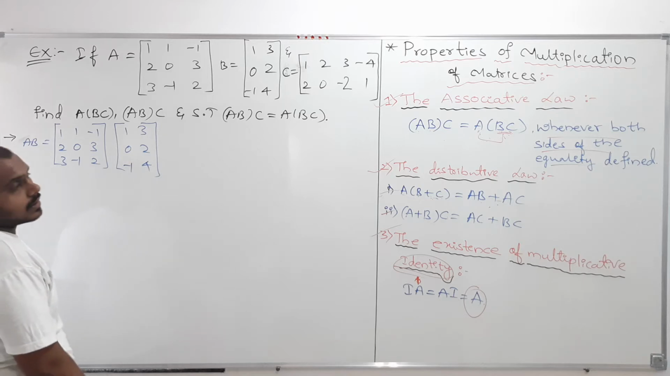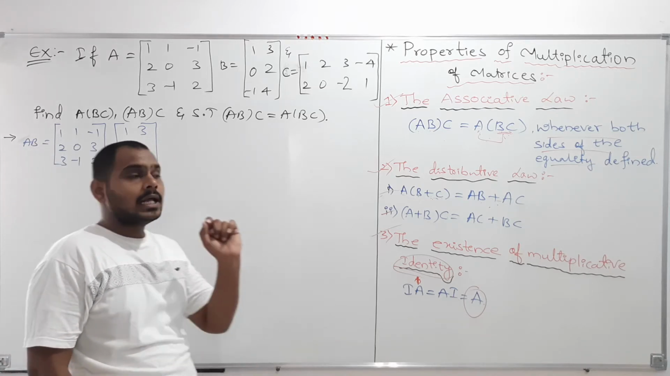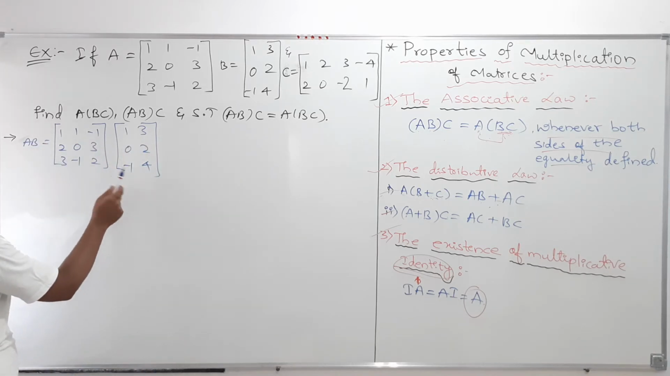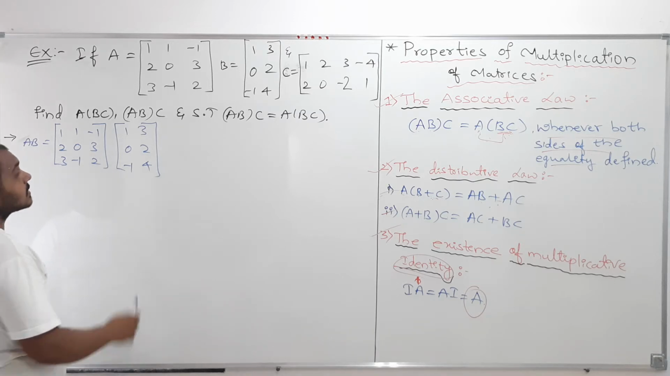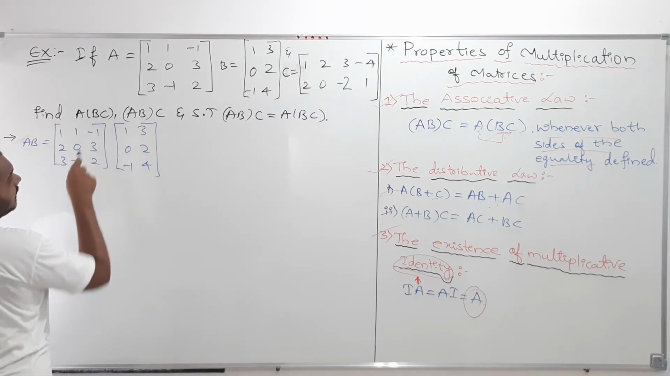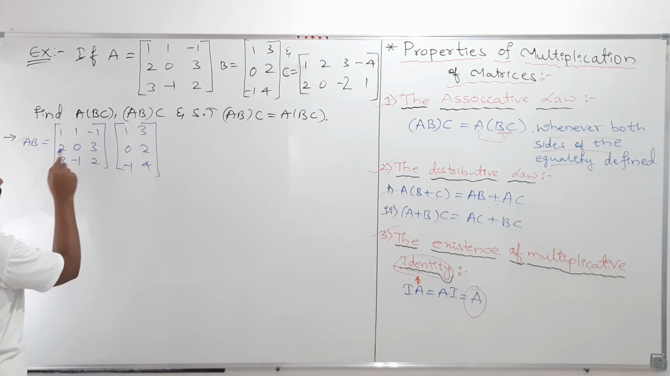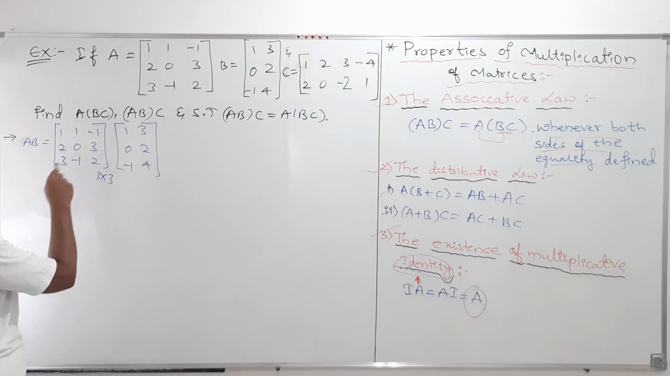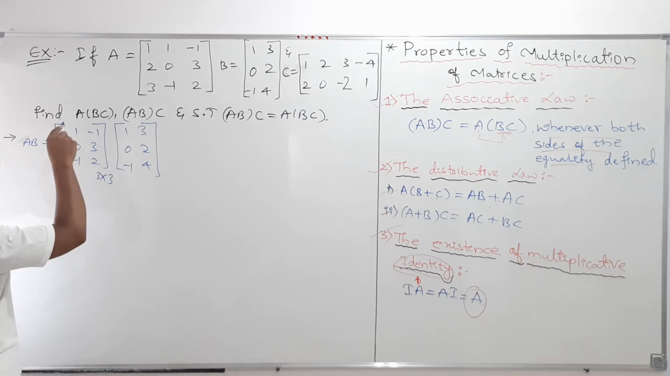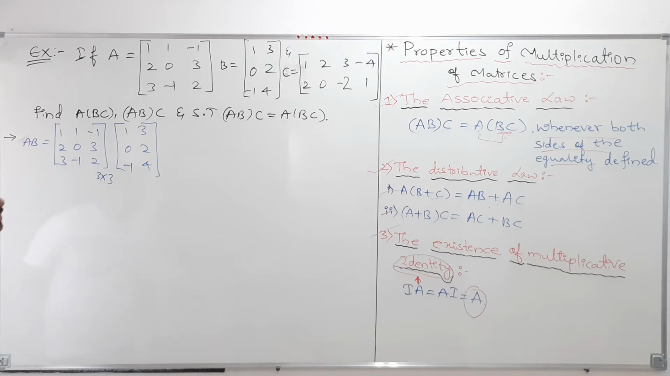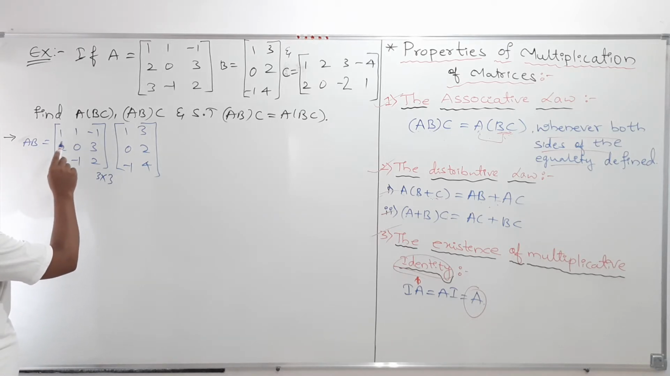So always you should check whether the multiplication is possible or not. How to check the possibility? The number of columns in this matrix must be equal to the number of rows in this matrix. So, what is the order of this matrix? 3 cross 3. 3 rows are there, 3 columns are there. So therefore, my dear students, the order of this matrix is 3 cross 3.